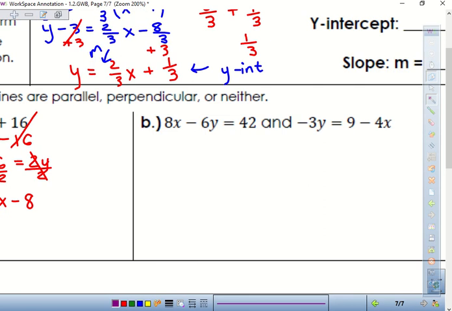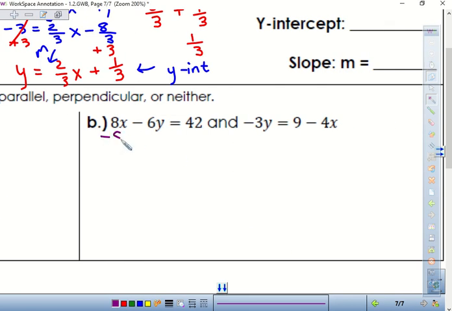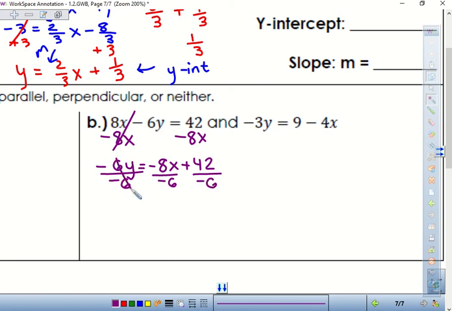And the last one. Subtract 8x on both sides. We get negative 6y equals negative 8x plus 42. Divide by negative 6. We get y equals 4/3 x minus 7.